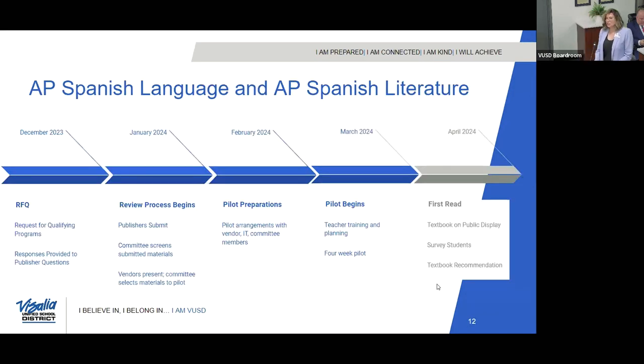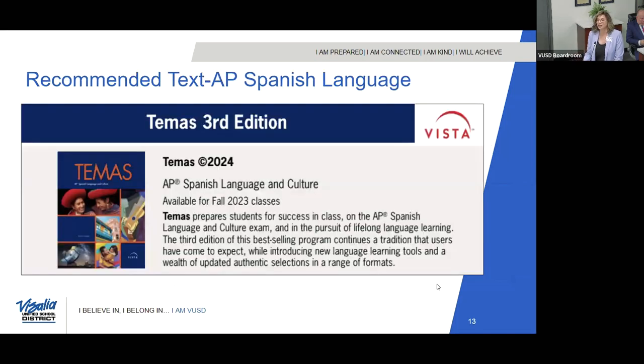And then our AP Spanish language and AP Spanish literature follow the same adoption timeline. We did send out an RFQ in December, and our current pilot is wrapping up this month. Within our textbooks, I'm sorry, they're wrapping up this month, and the two texts that they piloted are the ones we're bringing forward.